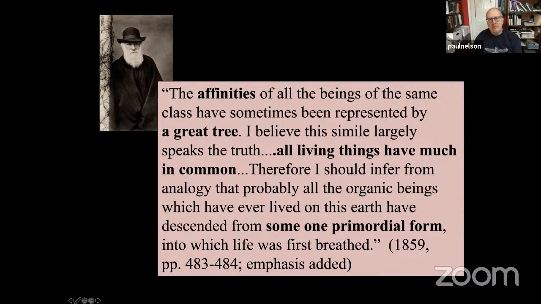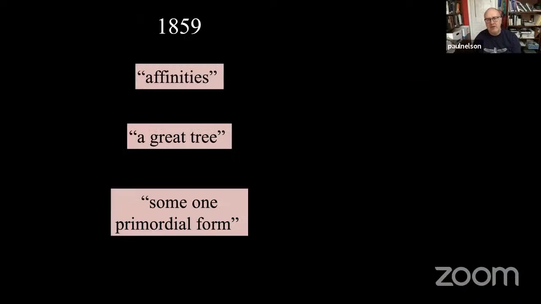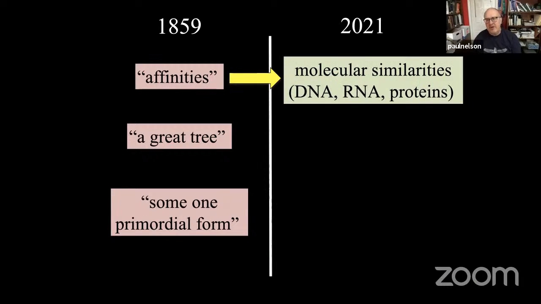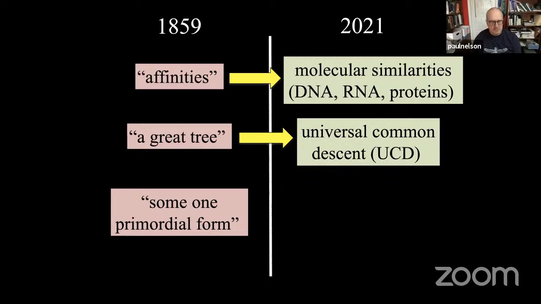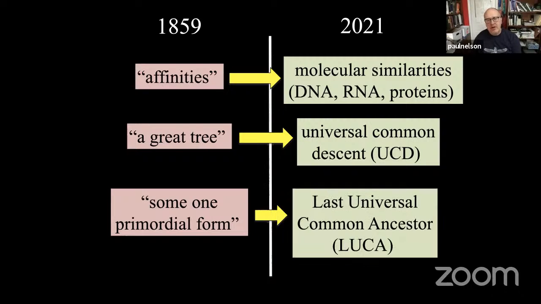Now we can draw a direct lineage from Darwin's conception to biology in 2021. So affinities we understand mainly now through molecular data, DNA, RNA, proteins, their sequences. A great tree is the theory of universal common descent. And some one primordial form we understand to be the last universal common ancestor. So over this period, the orthodox or textbook geometry for the history of life has been a single great tree rooted in the last universal common ancestor. And I would say that that geometry was Darwin's most significant scientific achievement. Far more important, actually, than the process or mechanism of natural selection.